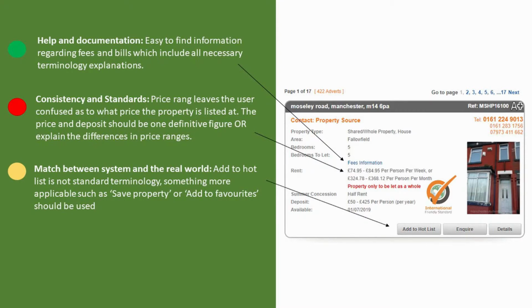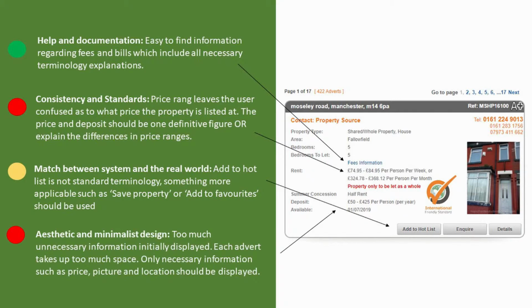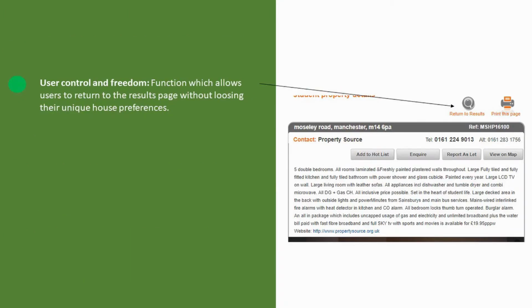Add to hot list is not standard terminology. Something more applicable such as save property should be used. Aesthetic and minimalist design. Too much unnecessary information initially displayed. Only important information to the user should be displayed such as price, picture and location. User control and freedom. Function allows users to return to the results page without losing their unique preferences.